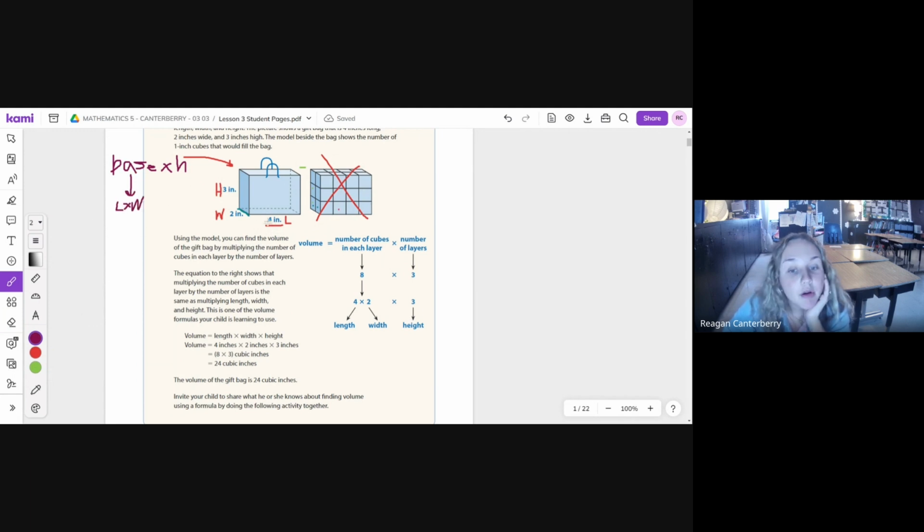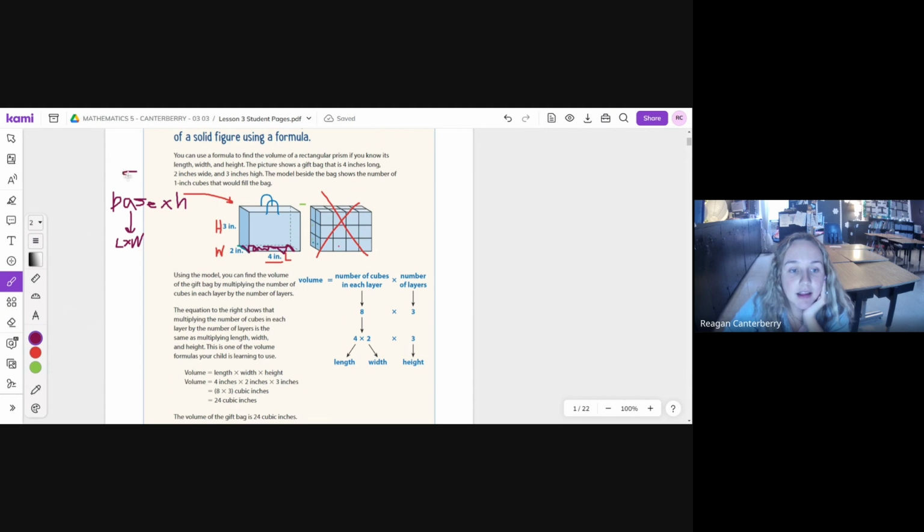So what that's going to give them is the area of what would fill in this bottom little square here that I'm coloring in. So they would know 4 times 2 is 8. So if I'm using base times height, I would do 8 times the height, which was 3. So this is the equation they would use. And 8 times 3 is 24. So they would know the total volume is 24 cubic inches. So that's one way they could solve it, is using base times height.